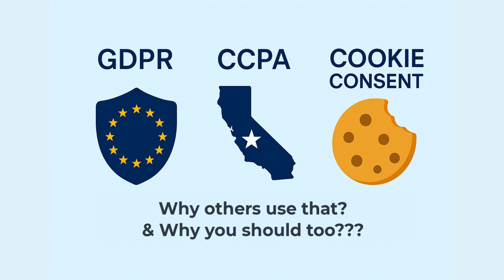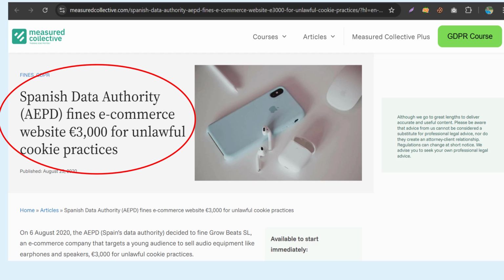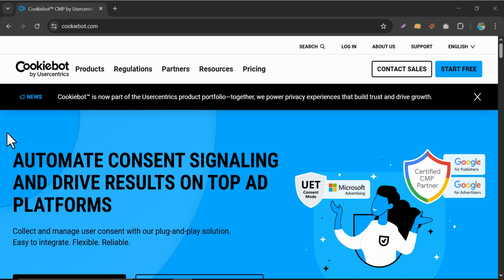And cookie consent simply means asking your visitors for permission before storing or using cookies that aren't strictly necessary, like analytics or advertising cookies. For example, let's say you're running a personal blog and using tools like Google Analytics or showing ads. If you don't ask for consent and someone from the EU or California visits your site, you could be unknowingly violating privacy laws, which may lead to fines, legal warnings, or being blacklisted by certain platforms.